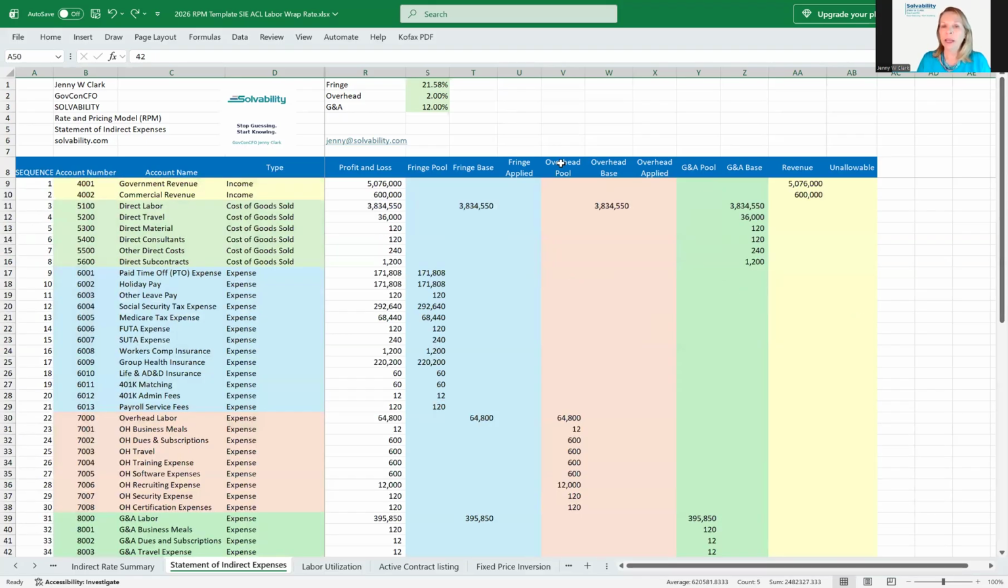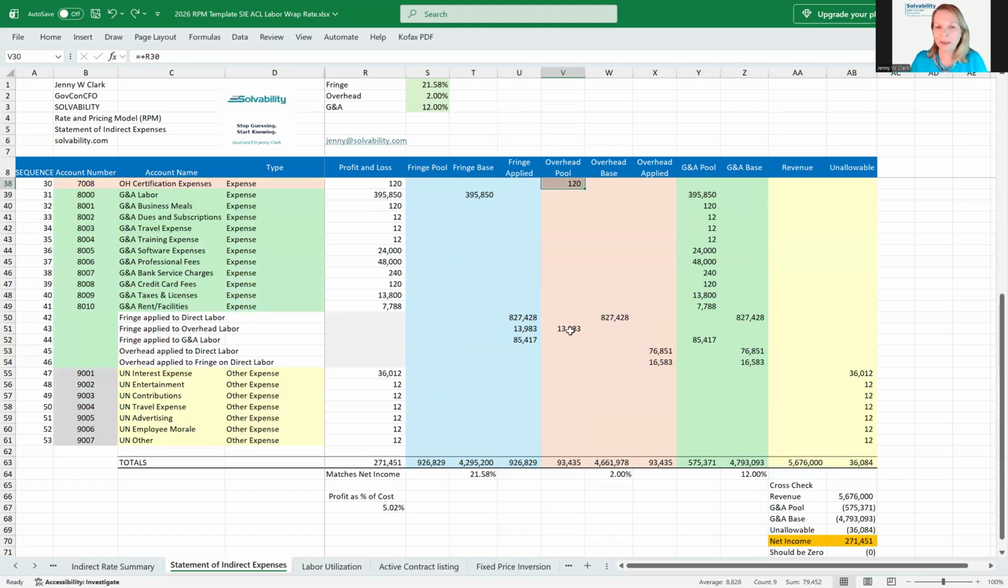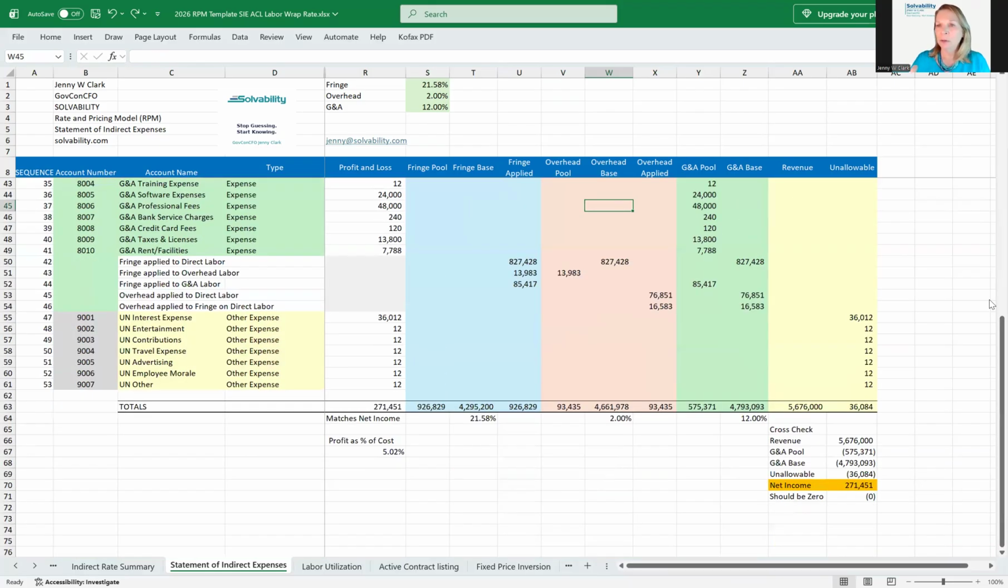Next, I have my overhead pool. Here are my overhead costs. Those overhead costs in the overhead pool include the amount of fringe related to that overhead labor. So I've got 93,000 in overhead cost, which is the support cost of your technical workforce, divided by 4.6 million of overhead base. The overhead base is direct labor plus the fringe applied to that direct labor. There's a couple other ways to calculate it, but this is the one I see most prevalent, so that's what I used.